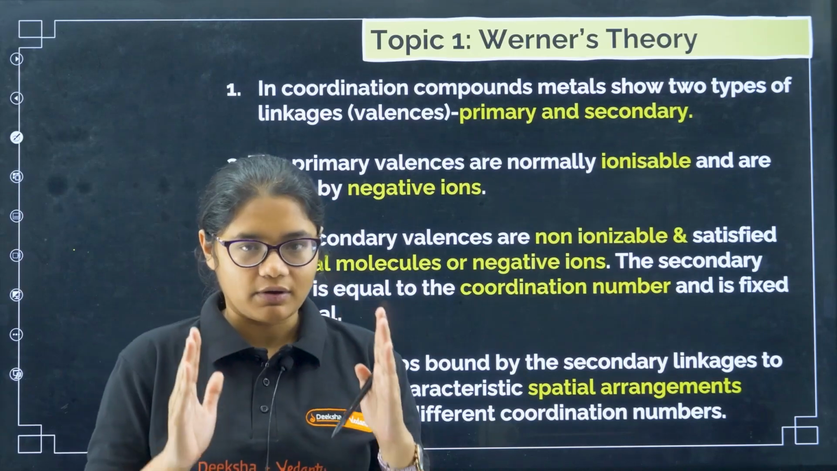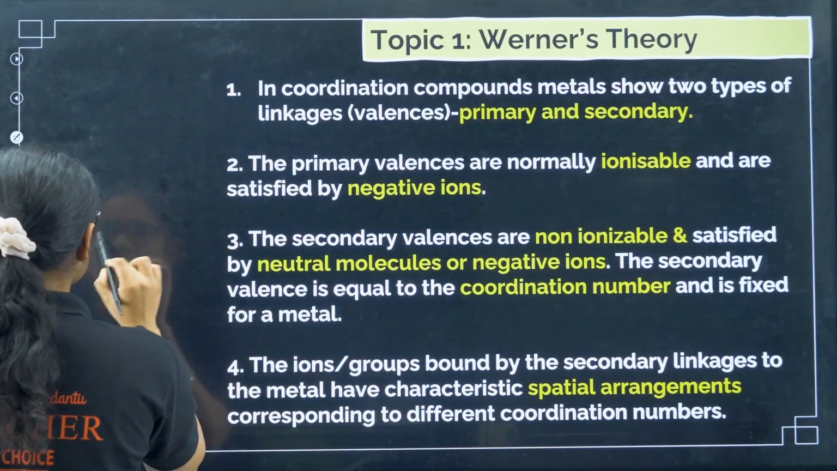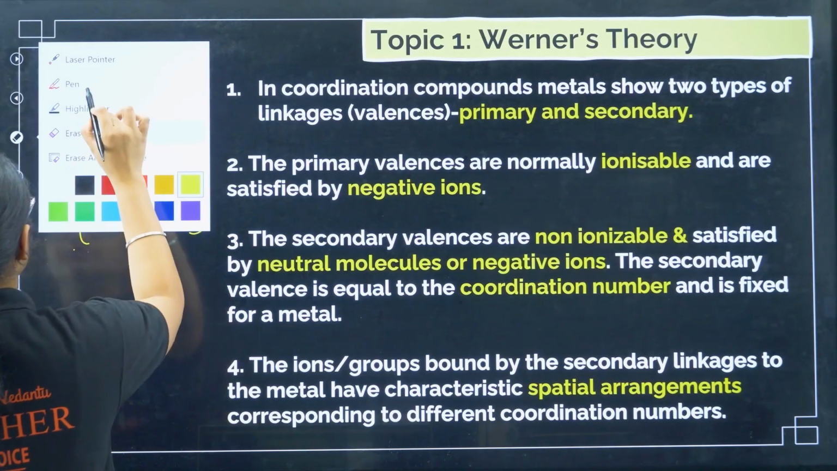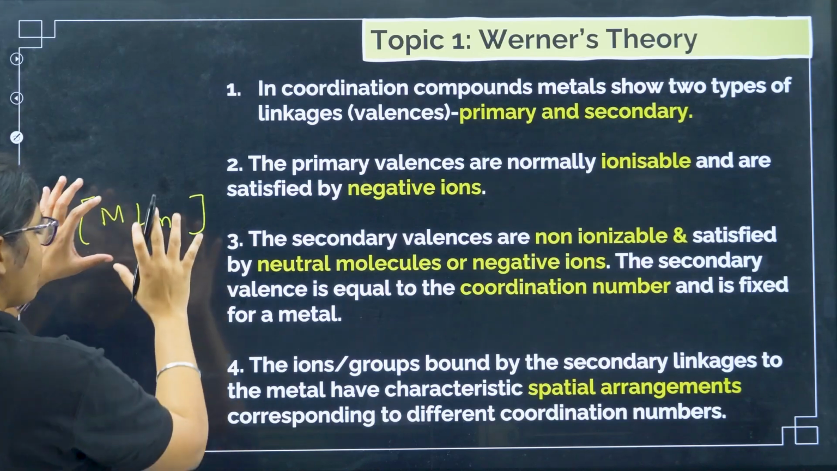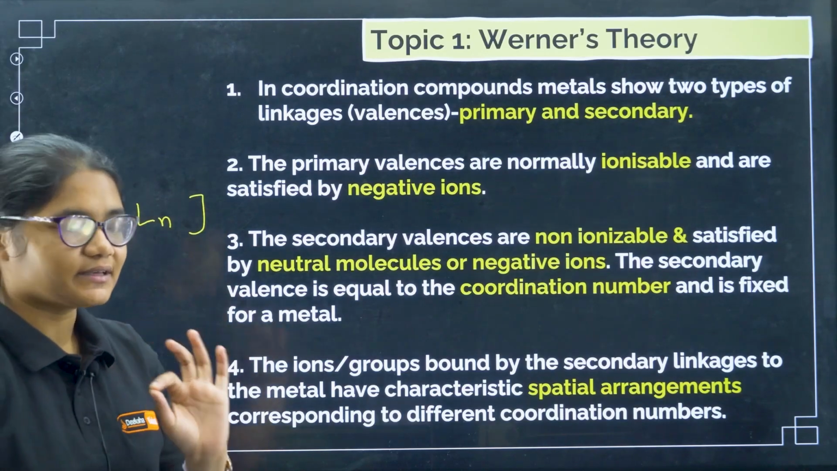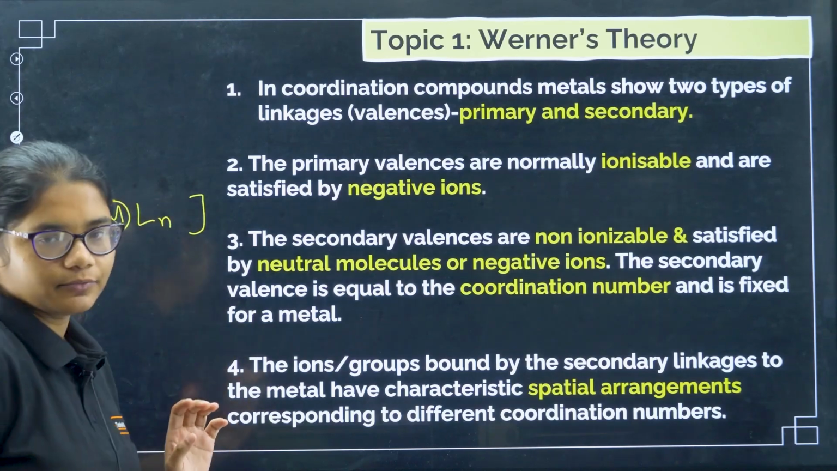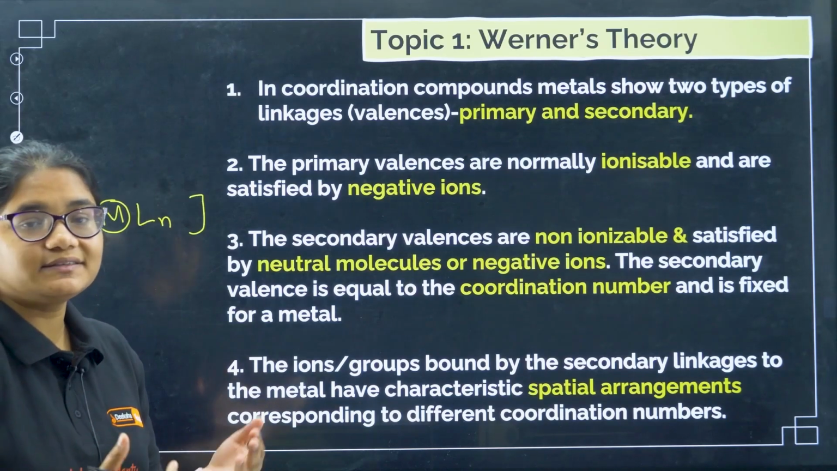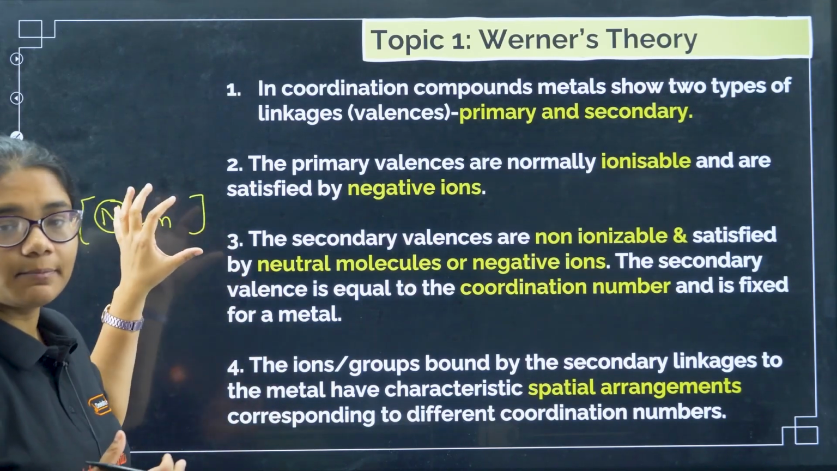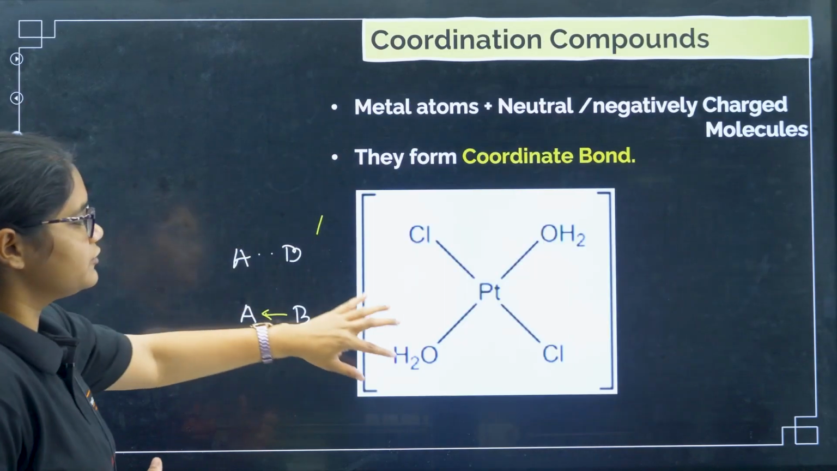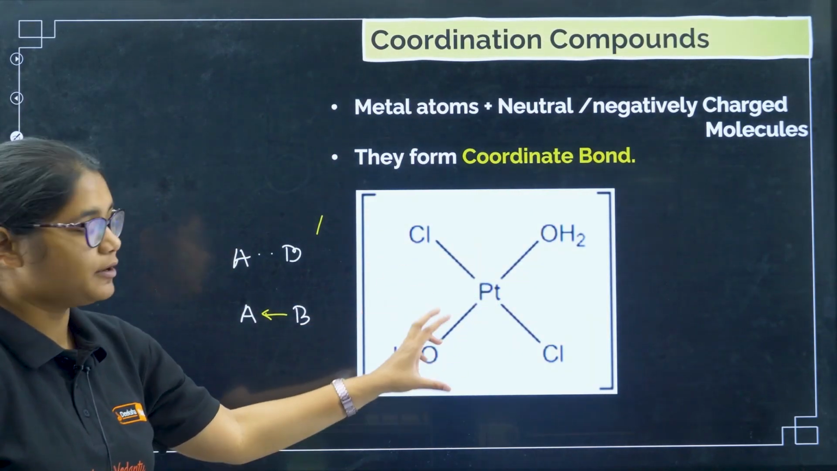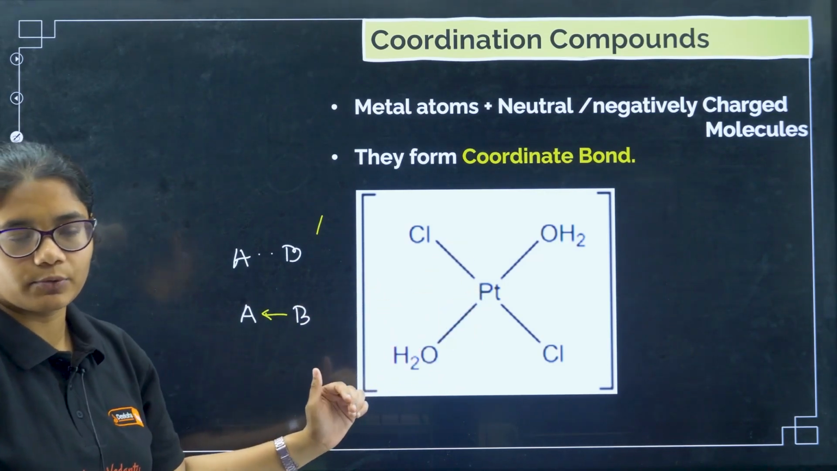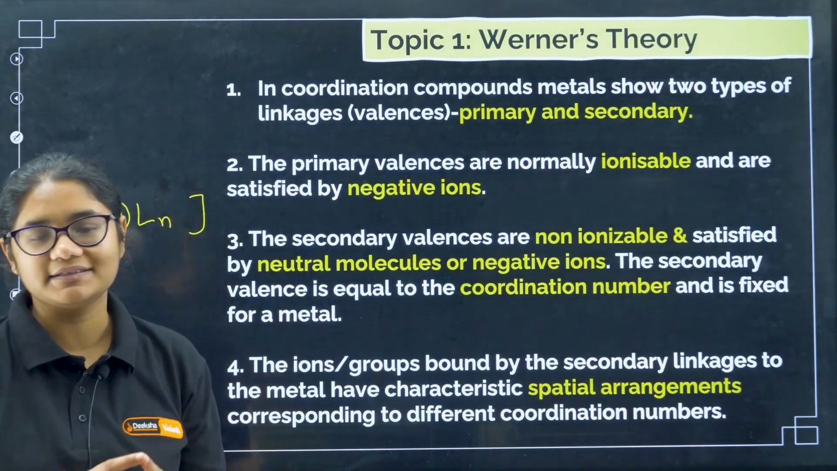So basically, to understand primary valency, suppose I have a complex written like this, Pt with any ligands, I am just writing like this. This is a coordination complex. Primary valency is nothing but the oxidation state of the metal, and secondary valency is nothing but the coordination number of the metal. Coordination number means how many bonds the metal has formed in a particular complex. So here we have 4 bonds, so the coordination number of platinum is 4, and I can also say that the secondary valency of the metal is 4. So we have two types of valencies, primary and secondary.